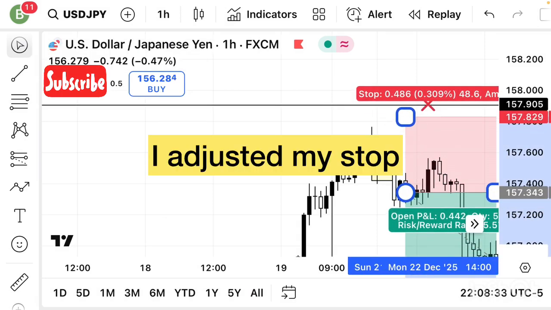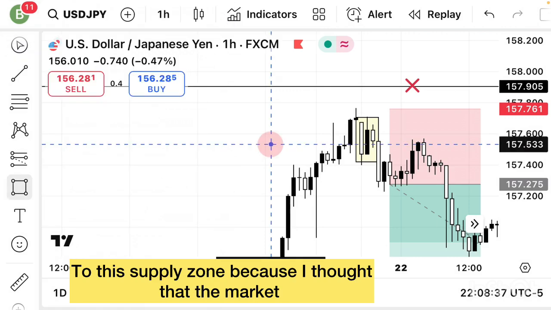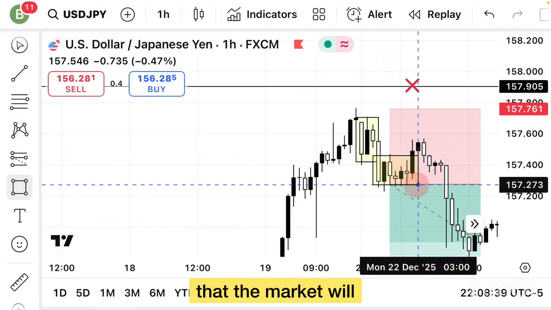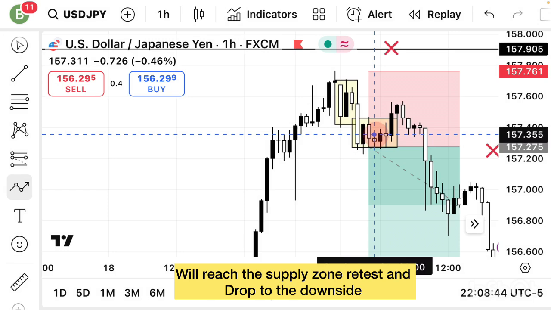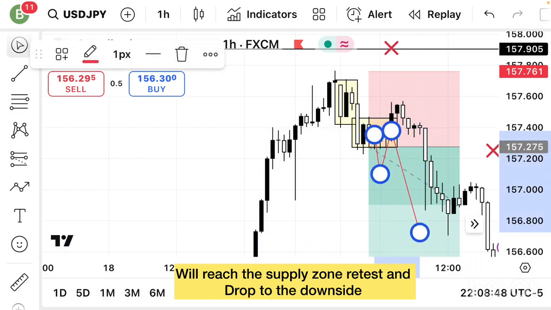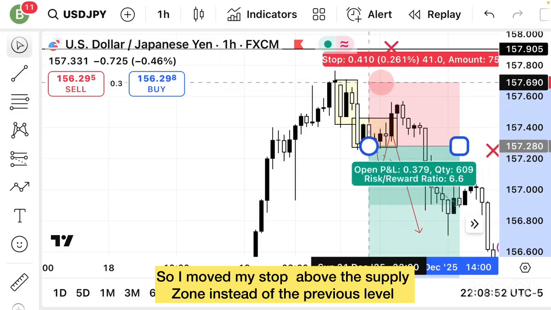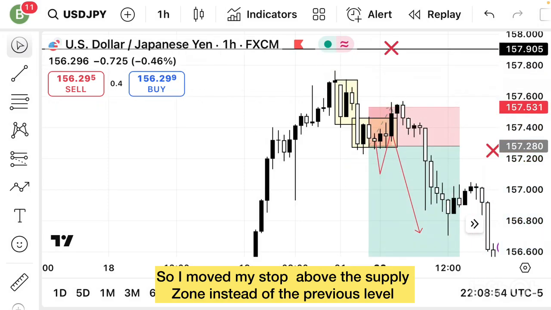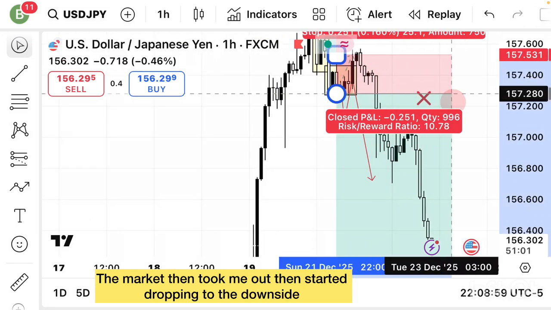I don't know why I adjusted my stop to this supply zone because I thought that the market will break this supply zone, retest it, and then continue dropping to the downside. So I moved my stop above the supply zone instead of the previous level. So I moved my stop above the supply zone like this. The market then took me out and then started dropping down in my favor.